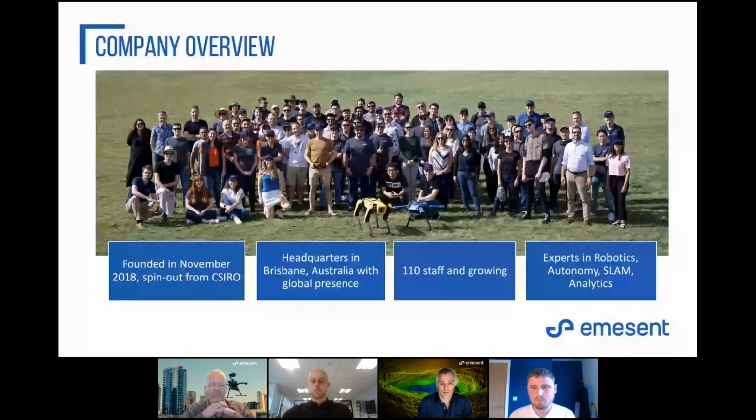So we've grown, we're more than 100 staff now and continue to grow, but we do have a presence around the world through our resellers, and we're obviously selling to customers around the world. Our core expertise are still based around the robotics and autonomy side of things, focusing on drone autonomy, but also expanding into automating other kinds of robots, and obviously expertise in SLAM-based LiDAR mapping and autonomy.